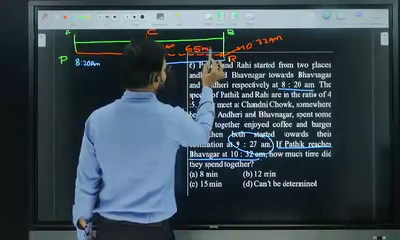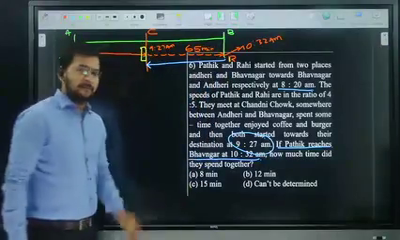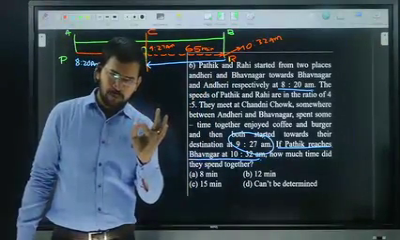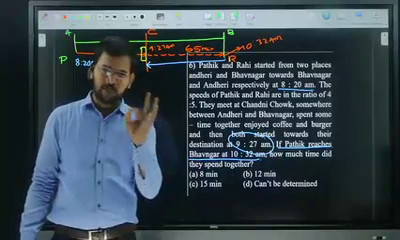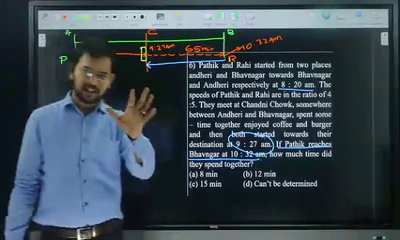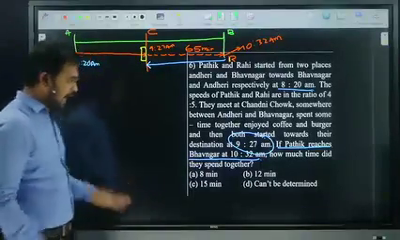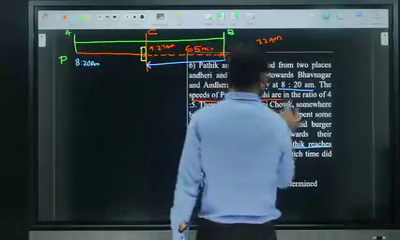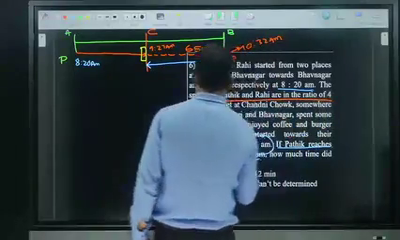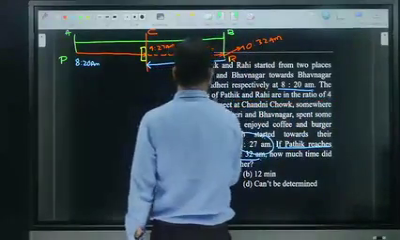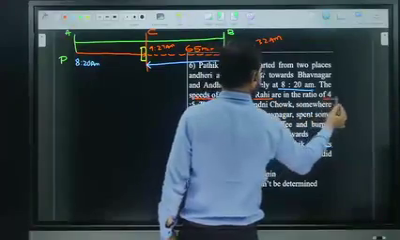All of you got it, Amma? For Patik, Chandni Chowk to Bhavanagar, it will take how many minutes? 65 minutes. And here they have given one keyword. The speeds of Patik and Rahi are in the ratio 4:5.